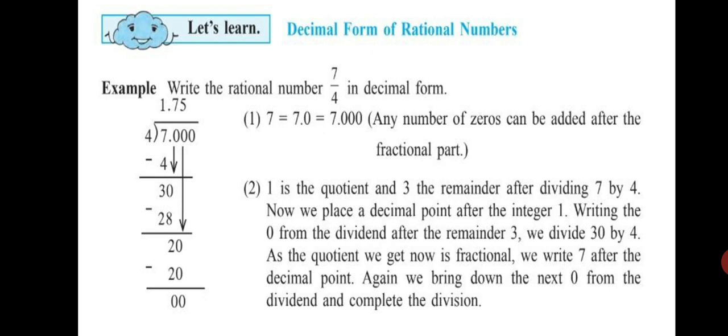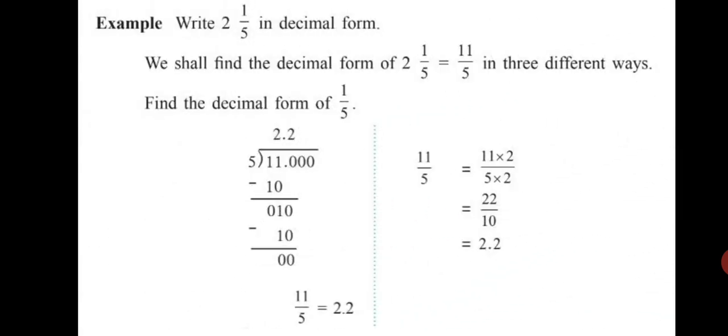So this is what I explained to you. Carry out normal division, only take care of the decimal point. Okay, once you start dividing the number which is after the decimal point, that time you have to put the decimal point in the quotient also. So it's quite simple. Another example, write 2 1 upon 5 in decimal form. Here you have a mixed number.